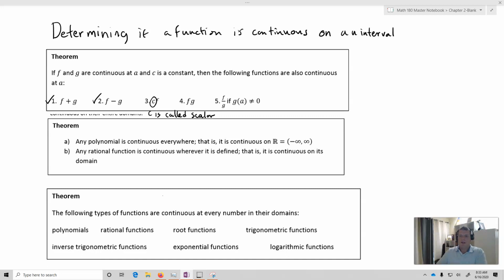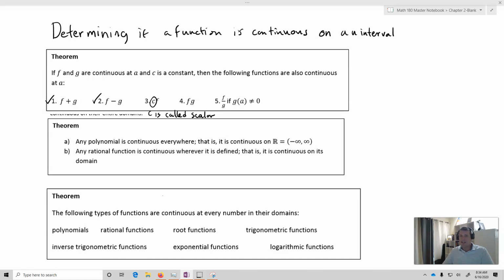Great, cool. How do I know that f and g are continuous then? Because that would be great, then I could just say it's just an addition of them. Well, we've got two more theorems that are going to help us out. One is that any polynomial is continuous everywhere. That's good to know. If you need to look up what a polynomial is, go ahead and do it. But any polynomial is continuous everywhere. That is, it's continuous on R, negative infinity to infinity.